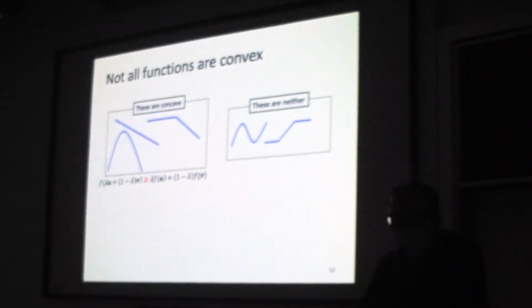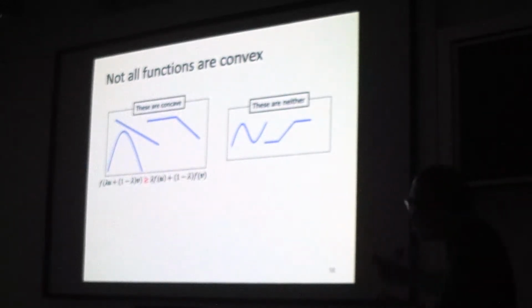Both convex and concave functions are very small sets of functions. Actually, most functions are neither convex nor concave. So these are neither convex nor concave functions. Like sine functions, they're not convex and not concave.